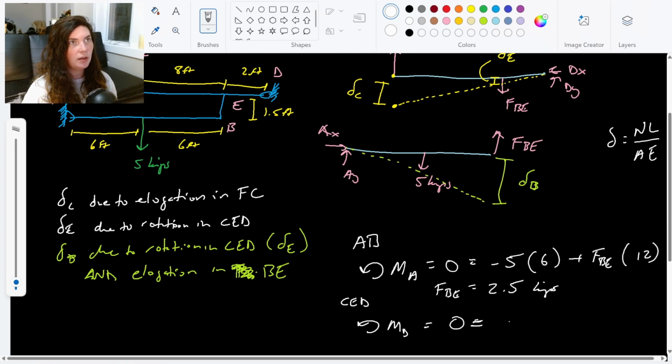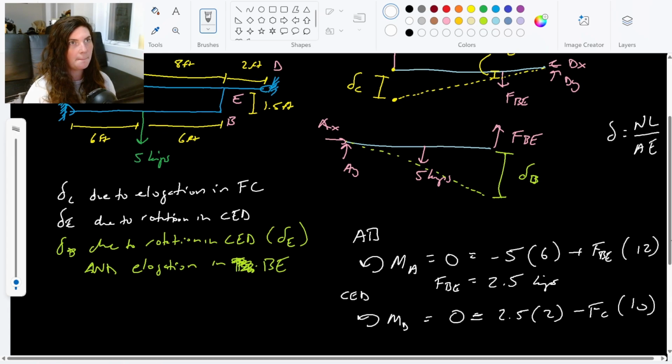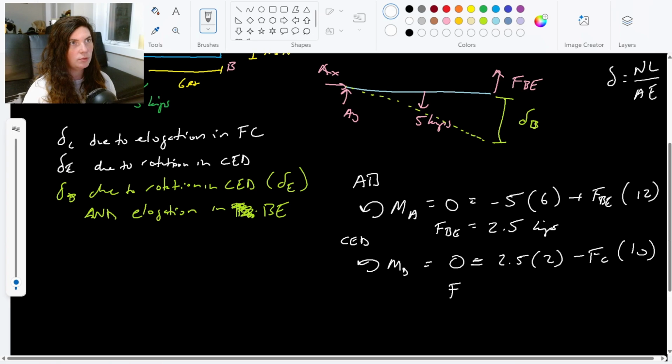Taking the moment about D, I get F_BE, which is 2.5 kips, times 2 feet from D, minus F_C, which is 10 feet away, which gives me F_C is 0.5 kips. Okay, so it's easy enough to apply our statics equilibrium equations to find what the forces are in those rods.